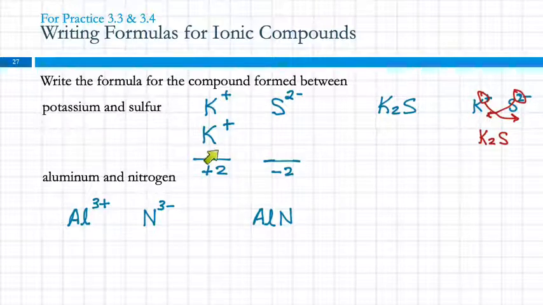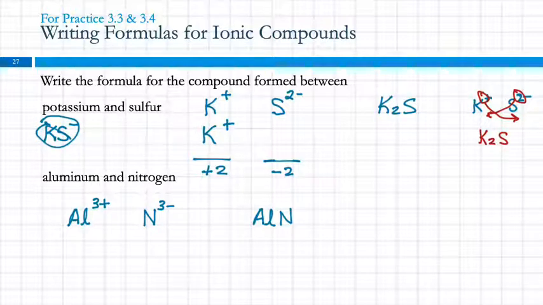That's a good question. Why did I add another one here? Because if I put these two together, just one of each, if I wrote KS, it would together have a negative one charge. And I'm writing a compound formula. Compounds are always neutral. The way we figure out how many of each ion there are is by looking at the charges and understanding that it has to be a neutral compound. Does that help?